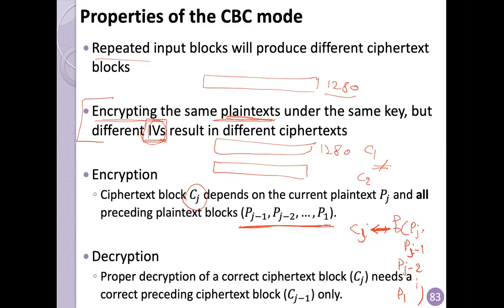Yeah, and for proper decryption of the CJ block of ciphertext J, we only need ciphertext J minus 1. We don't even need the CJ minus 1 to be decrypted or anything. So decryption is very easy. It is very strong and good, but at the same time, decryption is very simple and easy. For decrypting CJ, we only need CJ minus 1, which is the encrypted version.